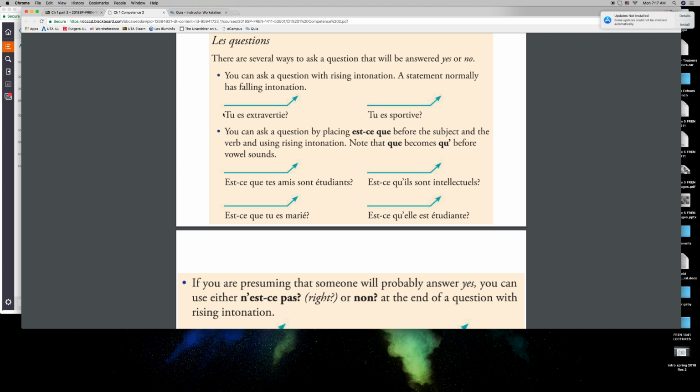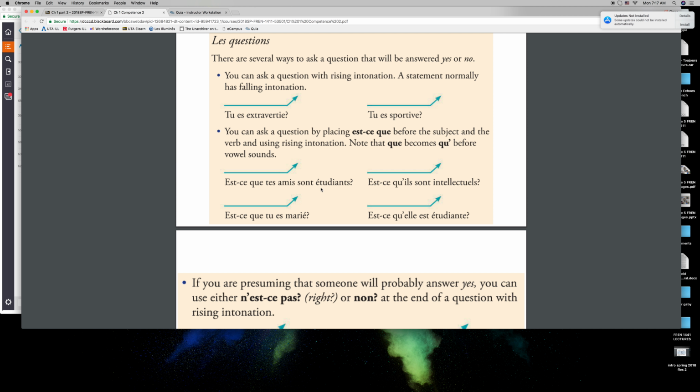Est-ce que, so for this to be a different question with est-ce que, I would just put est-ce que at the beginning. Est-ce que tu es extraverti? Est-ce que tu es sportive? The answer would be je suis, right? Because they're asking tu. Est-ce que tu es extraverti? Je suis extraverti. Est-ce que tu es sportive? Je suis sportive.